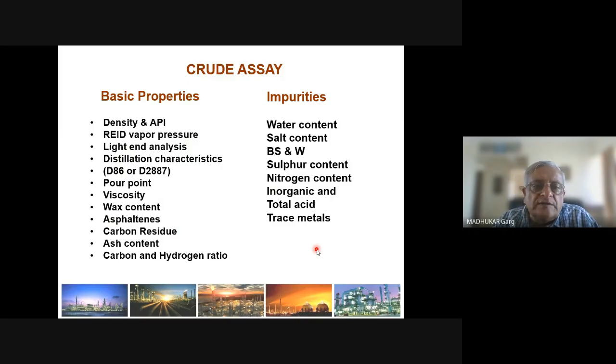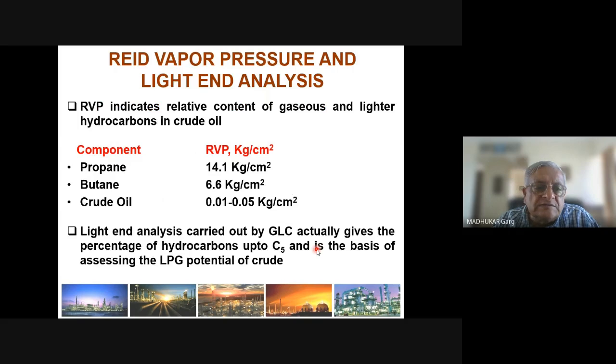So to begin with, we already introduced API. The Reid vapor pressure is as good as the vapor pressure you and I know. And the higher the vapor pressure, the lighter the material. So you can see that crude oil contains LPG components, propane, butane, etc. A large amount of LPG that you and I use for cooking is actually from crude oil. Almost every molecule of LPG is from crude oil, and this crude oil has this LPG in a dissolved form.